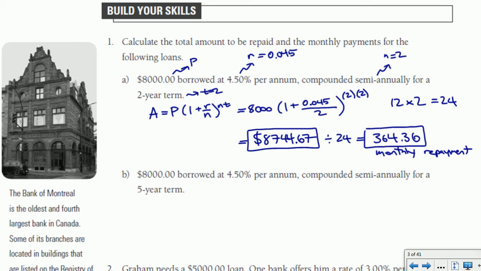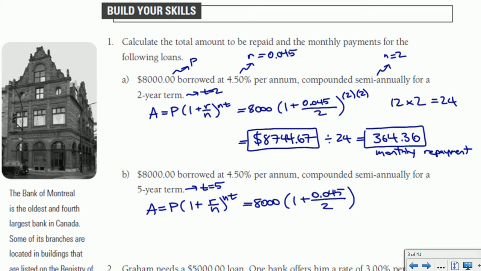In part B, we're borrowing $8,000 at 4.5% per annum, compounded semi-annually for a 5-year term. So it's largely the same as part A, with one change. T is now 5. So again, starting with our compound interest formula, we put in what we know. 8,000 is the principal. 0.045 is the interest rate.